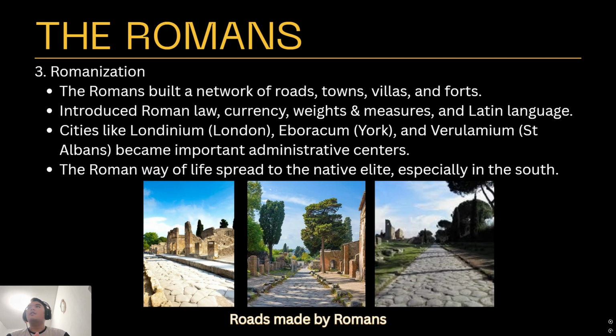And then number 3, Romanization. The Romans built a network of roads, towns, villas, and forts, and introduced Roman law, currency, weights and measures, and the Latin language. Cities like Londinium, or London, Eboracum, or York, and Verulamium, or St Albans, became important administrative centers. The Roman way of life spread to the native elite, especially in the south.